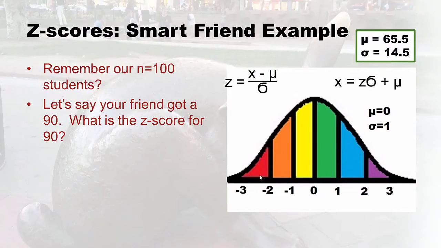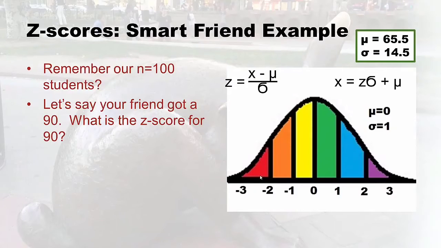So remember in the last lecture, I was talking about a class that had 100 people in it and that all took a really hard test. It was so hard nobody got 100%. And it was a 100-point test, so nobody got 100. The top score was in the 90s.